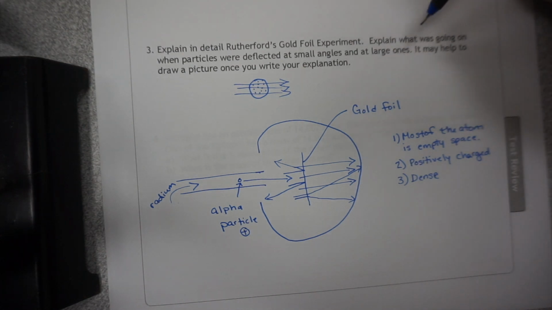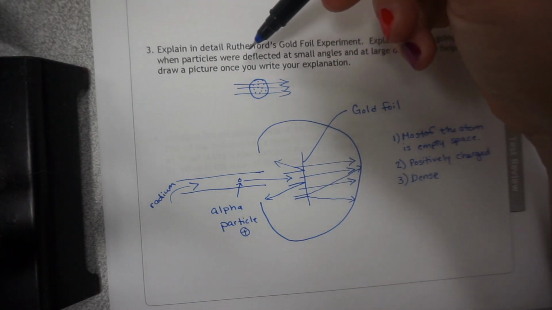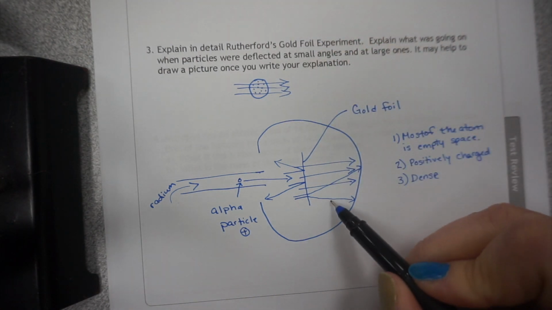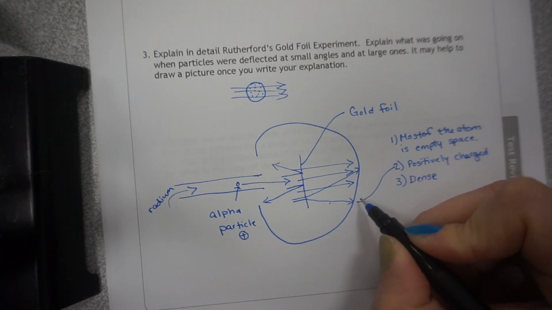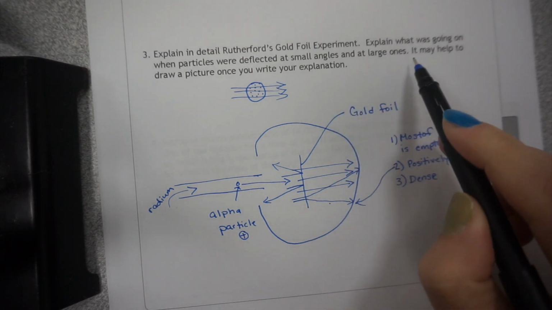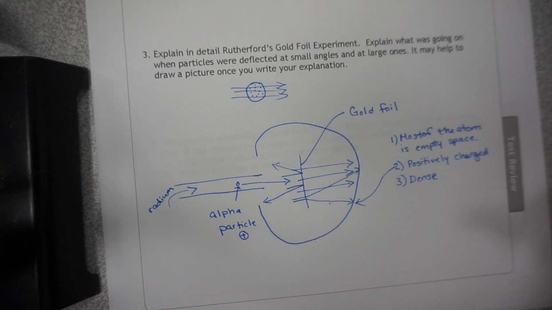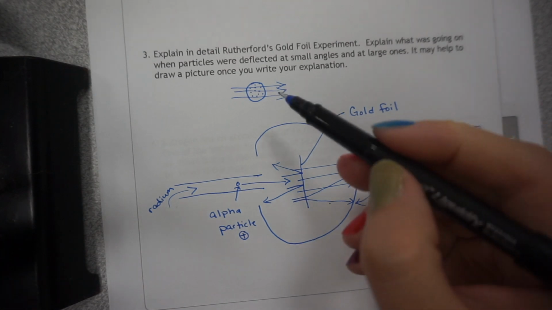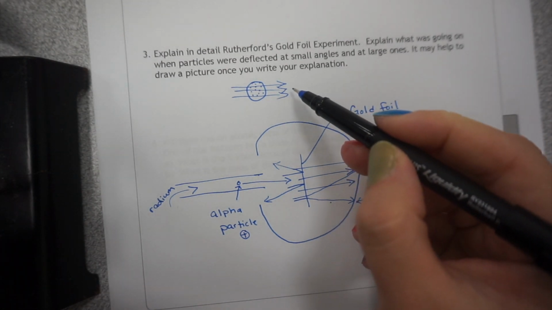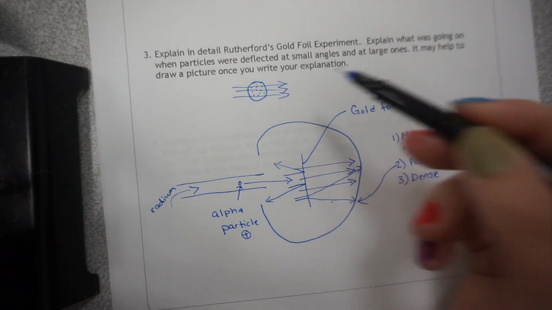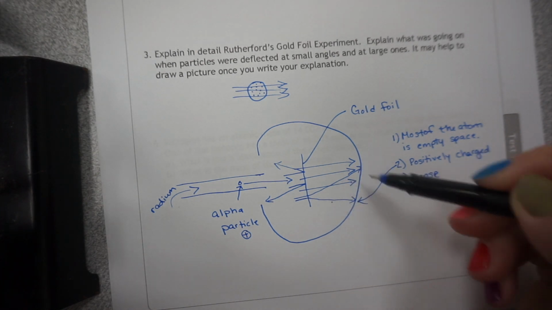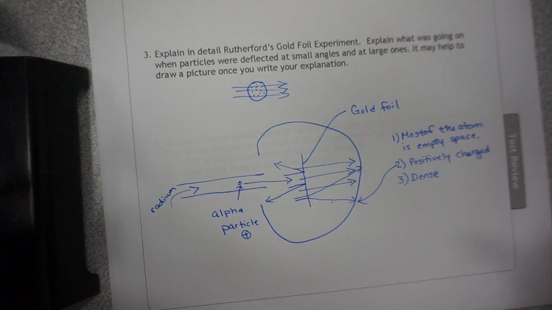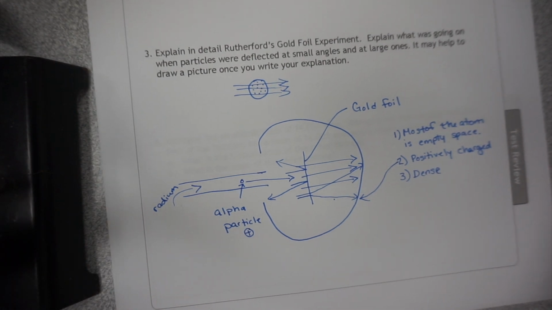So let me make sure I answered all the questions. Explain what was going on when the particles were deflected at small angles. So we did. And then it says it may help to draw a picture. So basically, this is what was expected, the hypothesis, if J.J. Thomson's model was correct. It actually didn't do that. It did a lot of these little things. So there's something tiny, dense, and positively charged, and then the rest of the atom is empty space. That was the conclusion he came up with from the gold foil experiment.